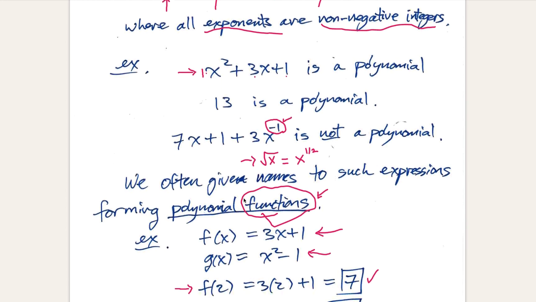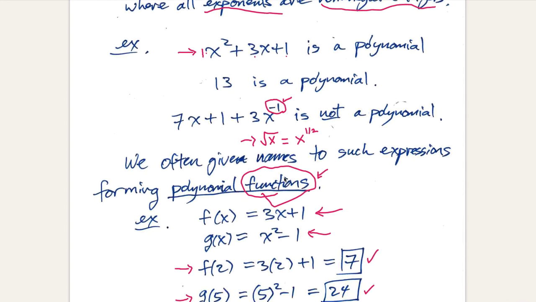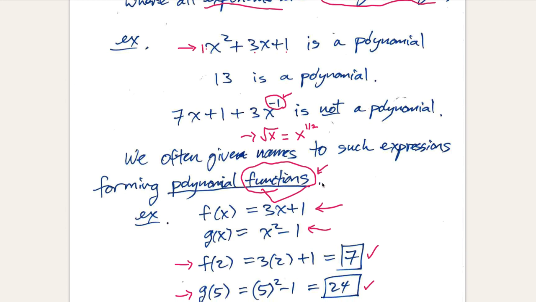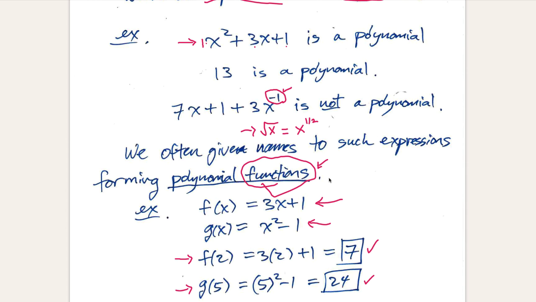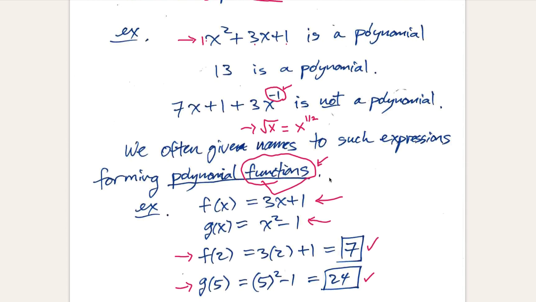Now we often give names to such expressions, forming what we will call polynomial functions. We'll talk about functions in greater depth. Again, you've probably heard of those before. We're going to talk about those in chapter 3, the next chapter, in great depth, but we'll have a slight introduction here in this chapter and in this video. Let's just give names to the polynomials. Think of it this way. I'll say f of x, that's how it's read. It's not like multiplying. That's f of x equals 3x plus 1.